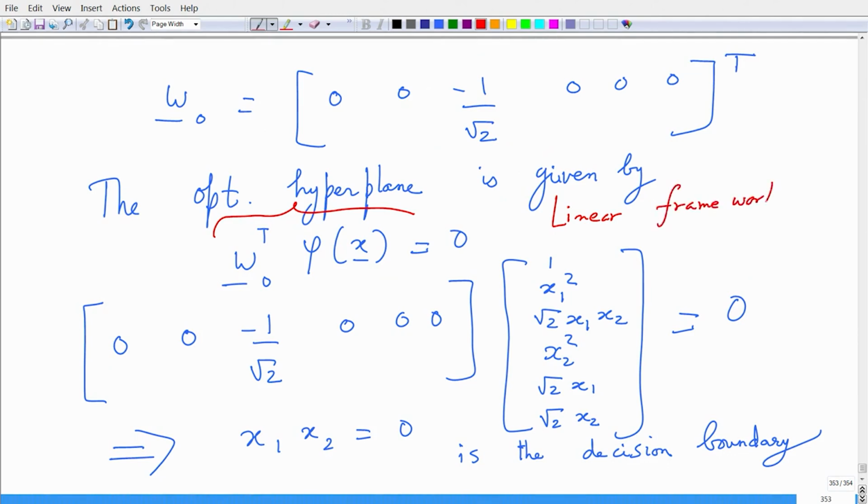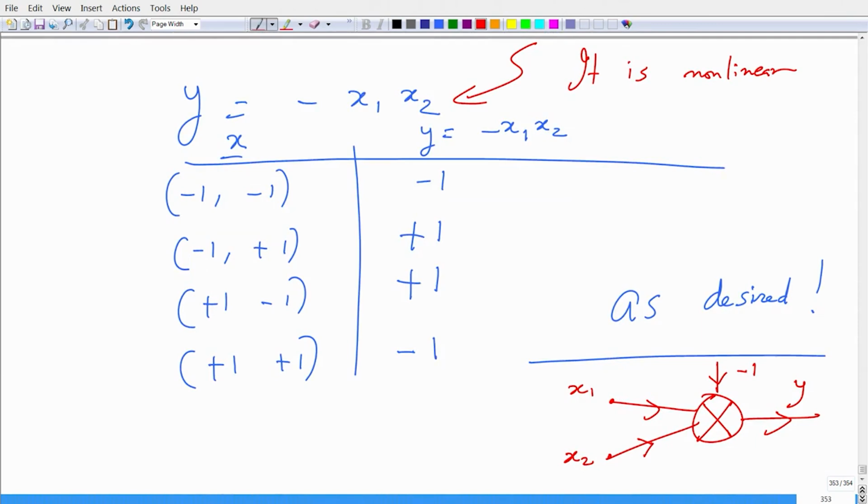Because I am talking about a hyperplane which is W naught transpose phi of x, and that is my linear equation. But when I evaluate the linear equation, what I get is basically in this form, which is y equals minus x1 x2, and that is sort of my response, right. So, I think with this example we can construct SVMs to solve our classification problems. This is a very important illustration.